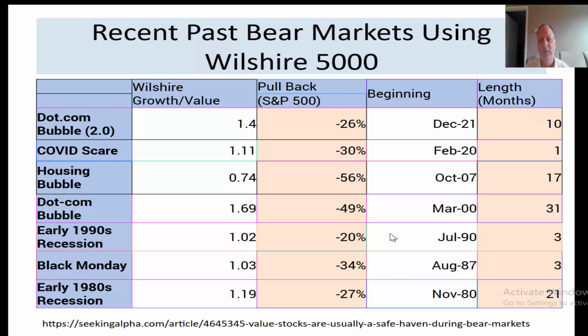Then we had the early 90s recession, a drop of 20% starting in July of 1990, which lasted 3 months. Black Monday, a drop of 34% in August of 1987, lasted 3 months. And the early 80s recession, a drop of 27% over 21 months starting in November of 1980.